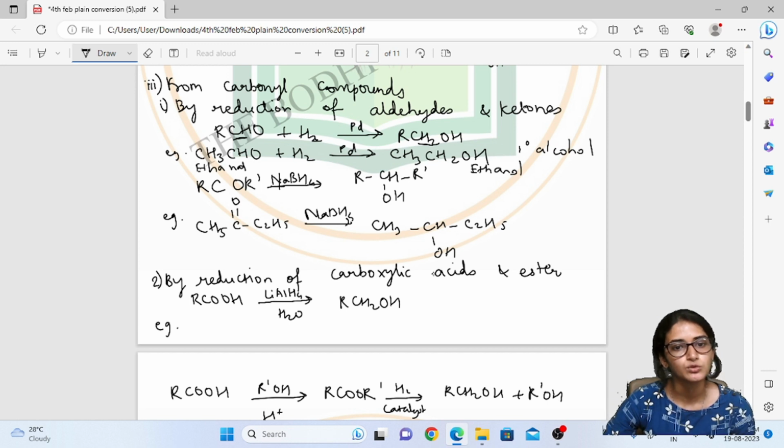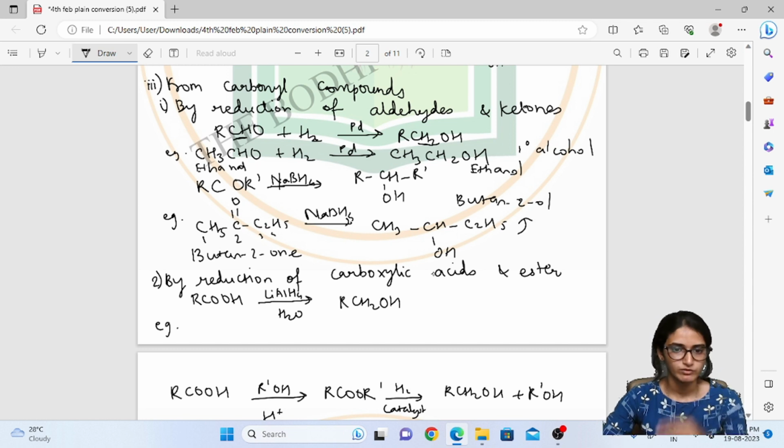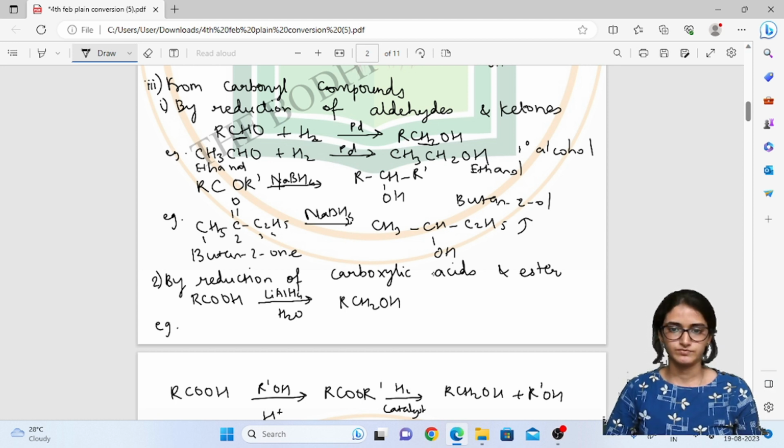What is the name of this ketone? First we have to check the carbons: 1, 2, 3, 4. There are 4 carbons. Now you have to start numbering. I will start numbering from this carbon: 1, 2, 3 and 4. So the name will be butan-2-one, and the name of the alcohol will be butan-2-ol. So the same number of carbons in the chain is going to give us the alcohol group.